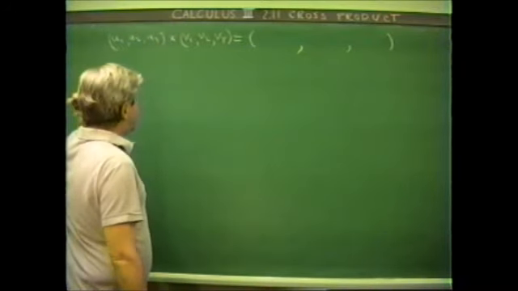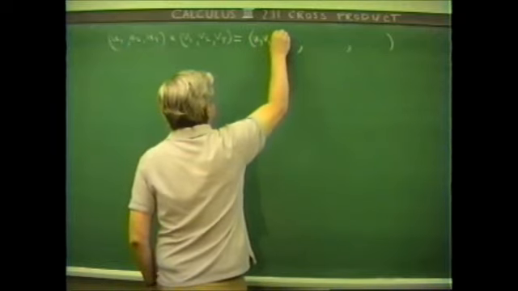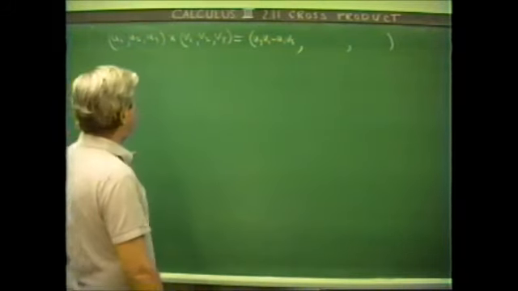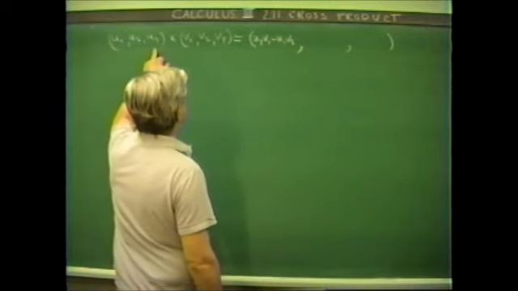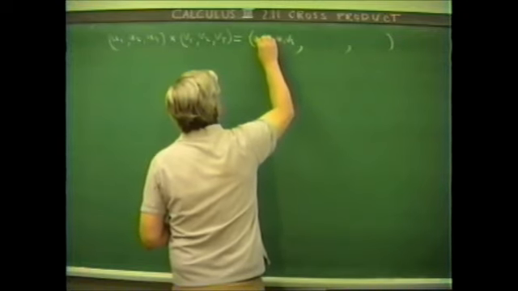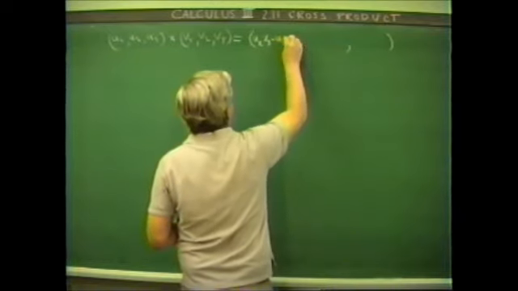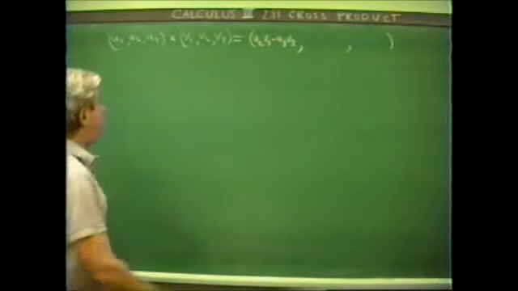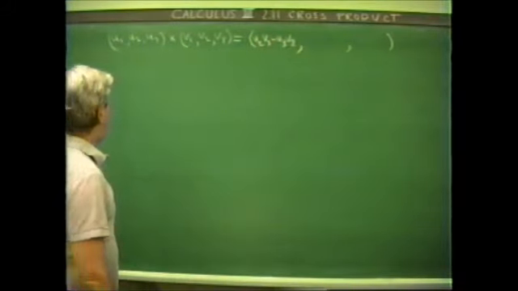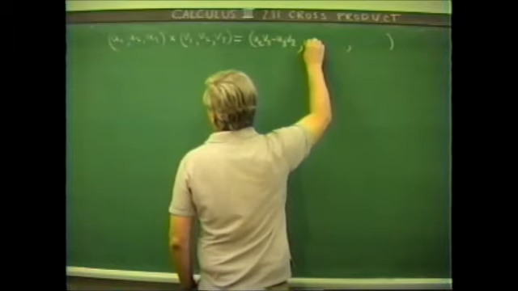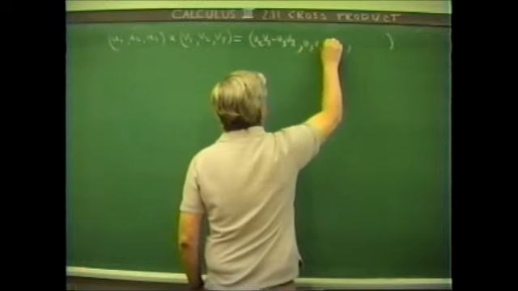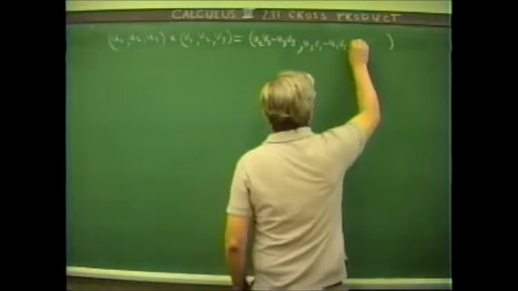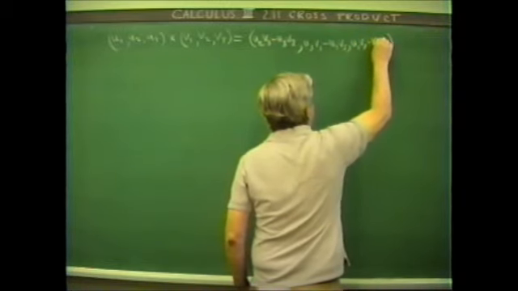The I component, or the first component, is going to be u2 v3 minus u3 v2. I'll explain how to get these in a minute. We have to get them right first. The J component, or second component, is going to be u3 v1 minus u1 v3. And the K component, the third component, is going to be u1 v2 minus u2 v1.